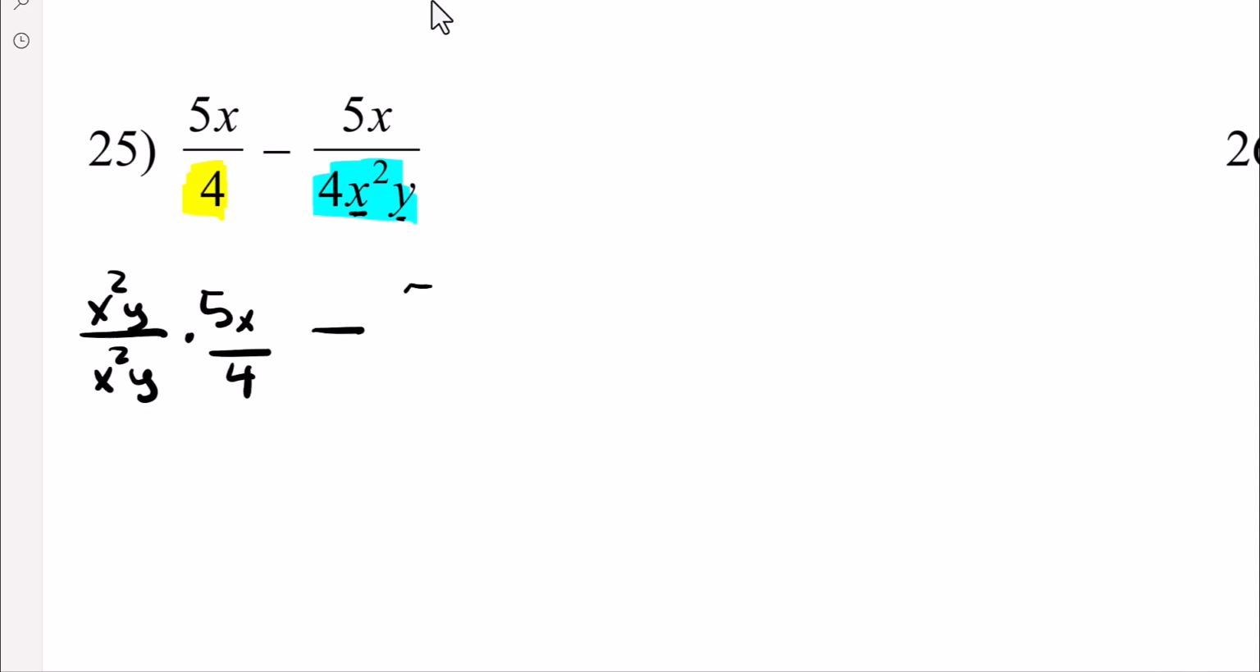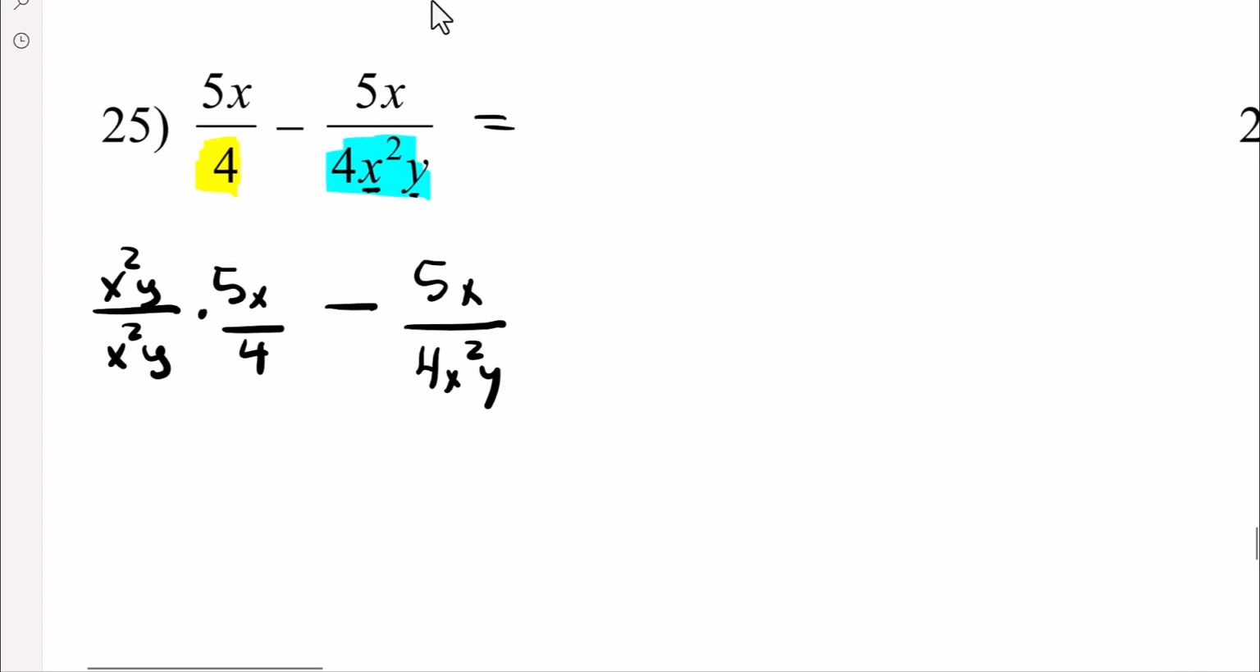We're going to subtract 5x over 4x squared y. Now, some of you might say, wait a second, up there, 5x subtract 5x would be 0. So the answer would be 0. But remember, you can't subtract until the denominators are the same.